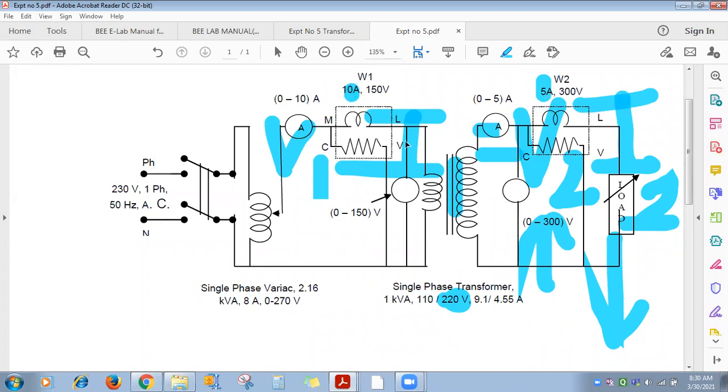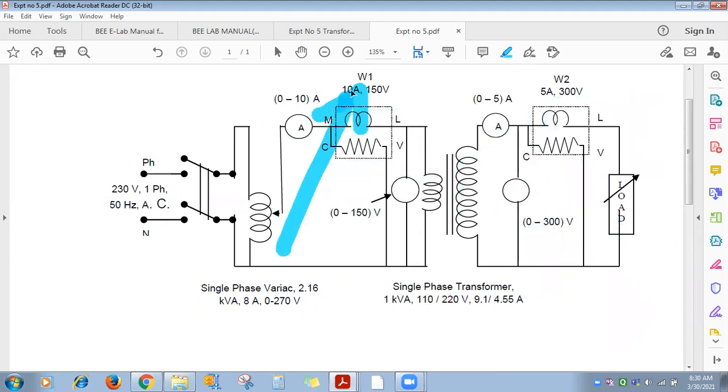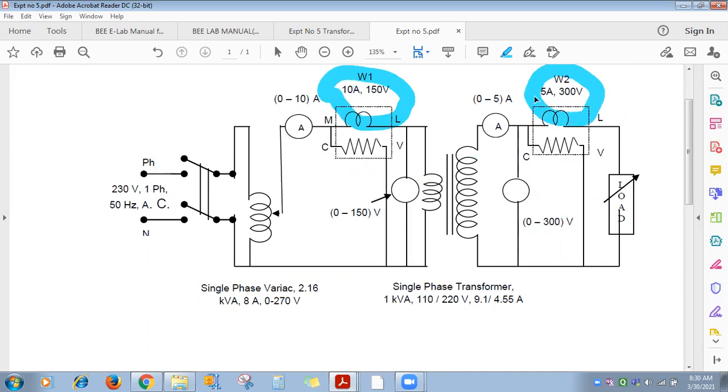That's why you have to compulsorily connect plates in parallel on primary. Here you can't say I'll connect the plates in series, but on secondary anything you can do. Connect plates in series, in parallel, doesn't matter. Okay, got the thing? So W1 specifications, W2 specifications clear.